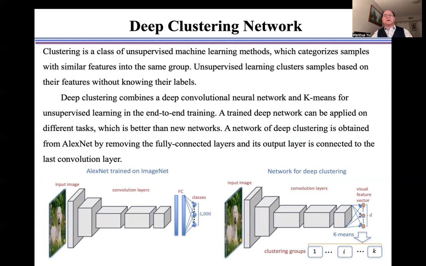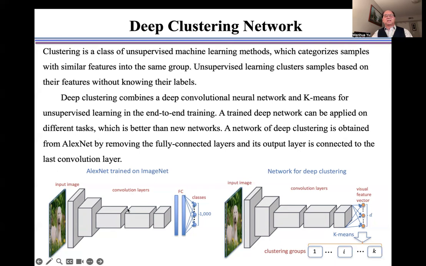Deep clustering combines a deep convolutional neural network and k-means for unsupervised learning in the end-to-end training. A trained deep network can be applied on different tasks, which is better than new networks. A network of deep clustering is obtained from AlexNet by removing the fully connected layers, and its output layer is connected to the last convolution layer.